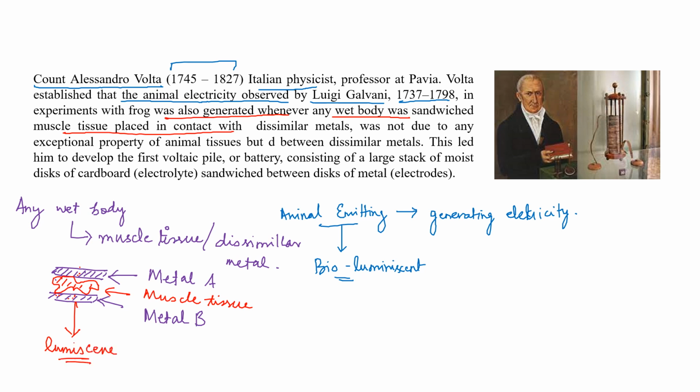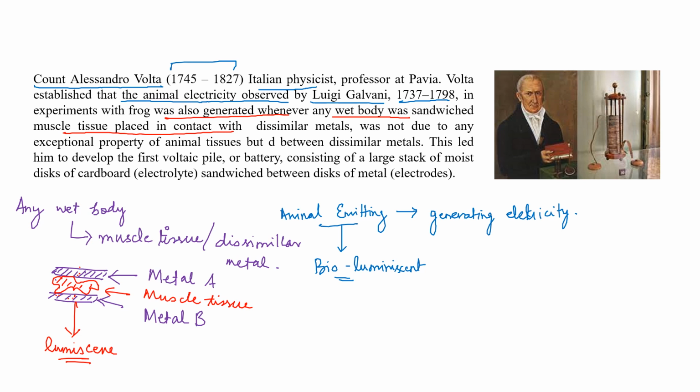Now how is this luminescence defined, and what is the principle behind it? What happens when this sandwich situation occurs, and how are these frogs able to emit light? All these things were explained by Sir Count Alessandro Volta.